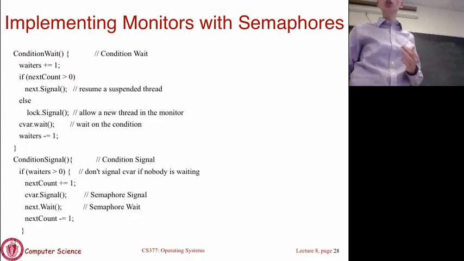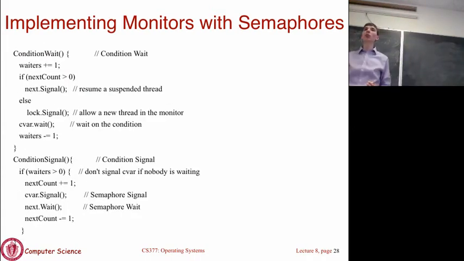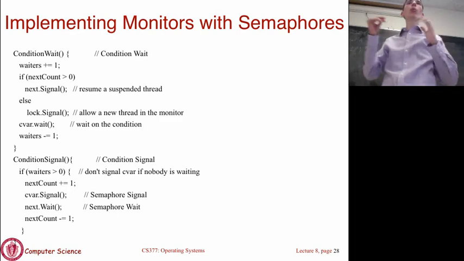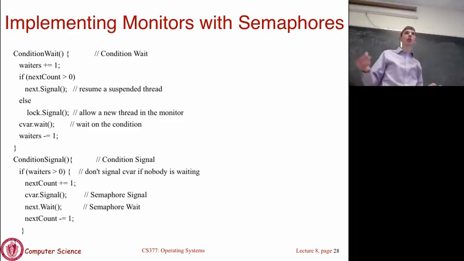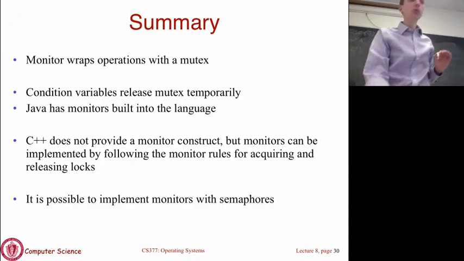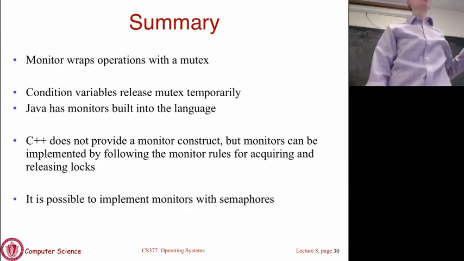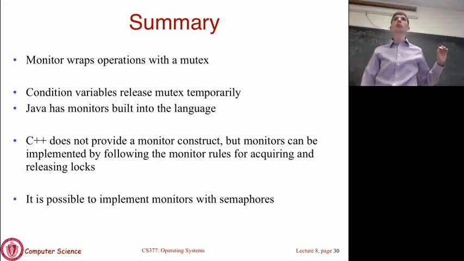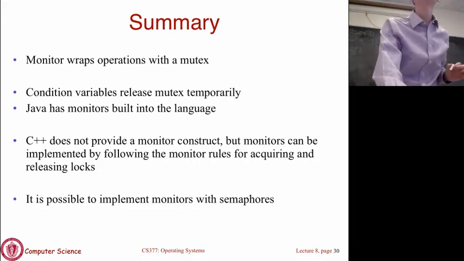And then in signal, we only want to increment the semaphore that we're using if someone's actually waiting. So again, I won't go through all these steps, but when we're calling signal on the condition, we only want to increment the semaphore if something is actually waiting. And if nothing's waiting, then calling signal does nothing. Remember, that was one of the key differences between semaphores and condition variables. Okay, so any last questions on semaphores and monitors before we move on? Okay.